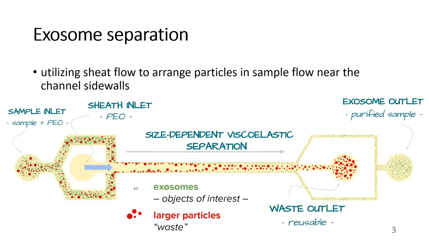Here you can see our microfluidic device. The important thing is that we have two separate inlets, one with sample, with particles, and with addition of polymer, and the other one is only fluid with polymer without the particles. To arrange the particles to stay along the wall at first, it is important that the sheet inlet flow velocity is much larger than the sample. So at first we have particles along the wall, and during the channel they are separated by size by the effect of some forces.